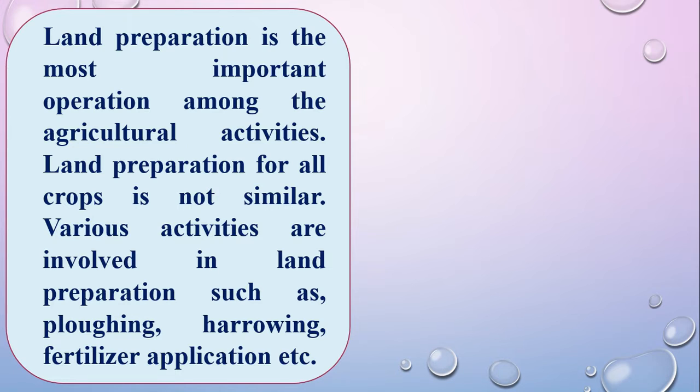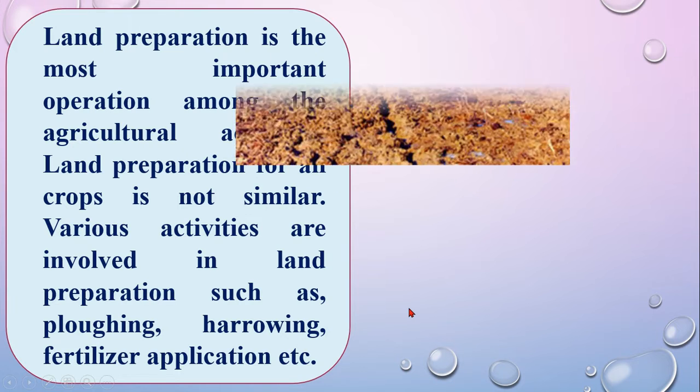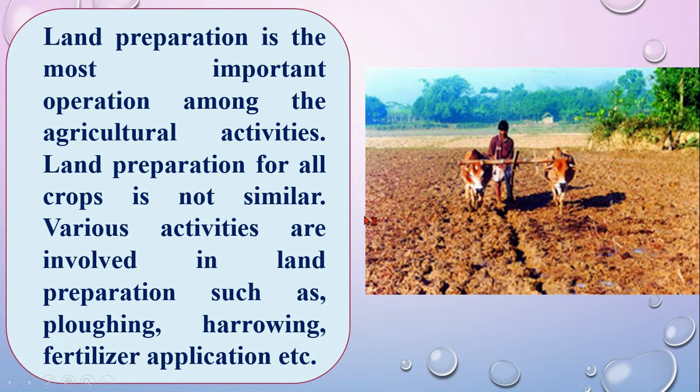Land preparation is not similar for all types of crops. Various activities are involved in land preparation, such as plowing, harrowing, fertilizer application, etc. If you have a look at the picture over here, this is the symbol of land preparation of a field. Here a cowboy is using a cow for plowing or tillage of the land.